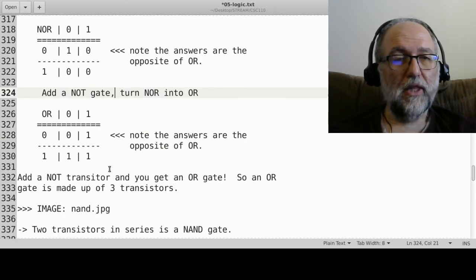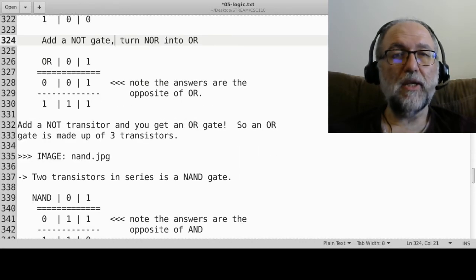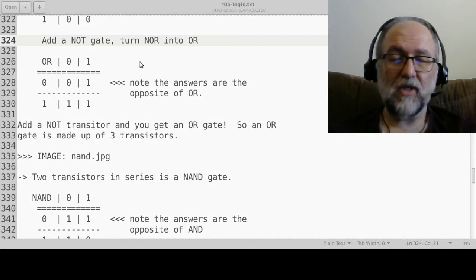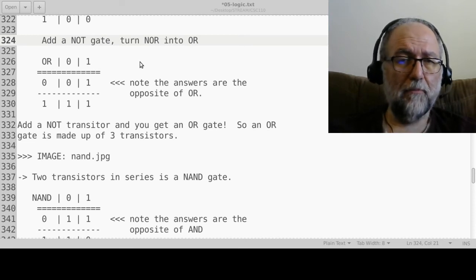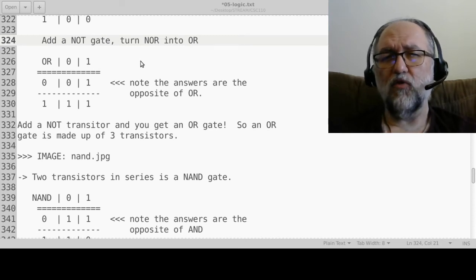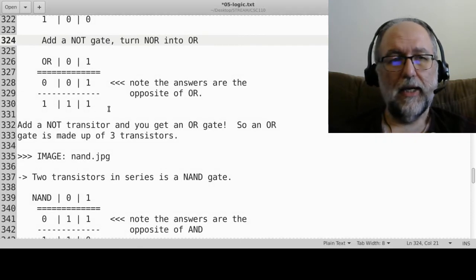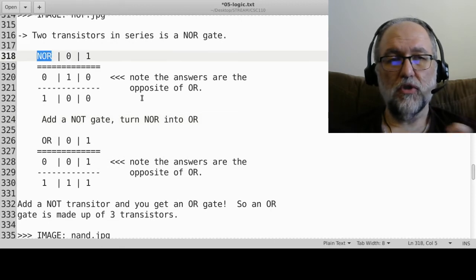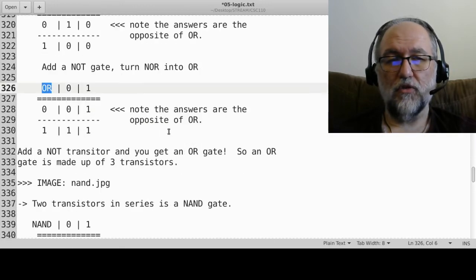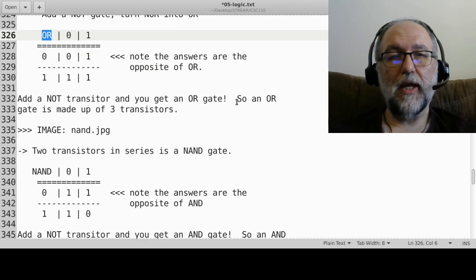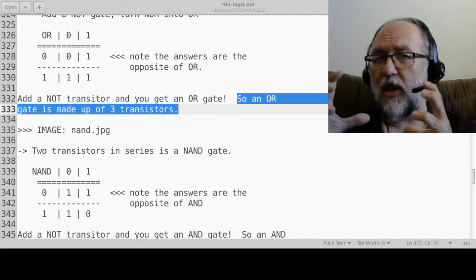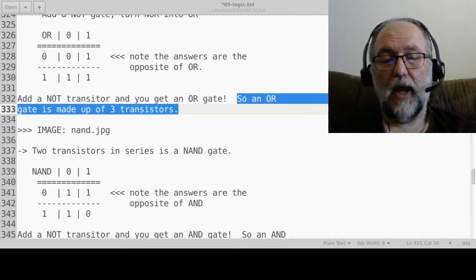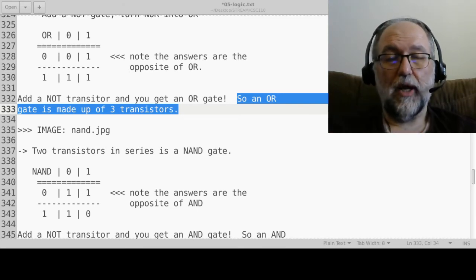All right. And you get the OR gate. Now, next class we're going to count the number of transistors that are required. But right now we saw that the NOR gate took 2 transistors, and to convert that into an OR gate, it took another transistor. So you can conclude that an OR gate is made up of 3 transistors, 3 switches, and with these you're able to build an OR gate.